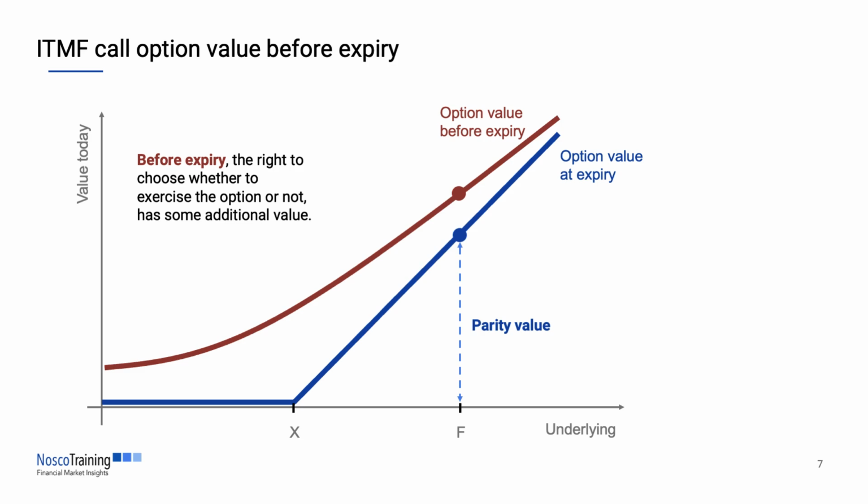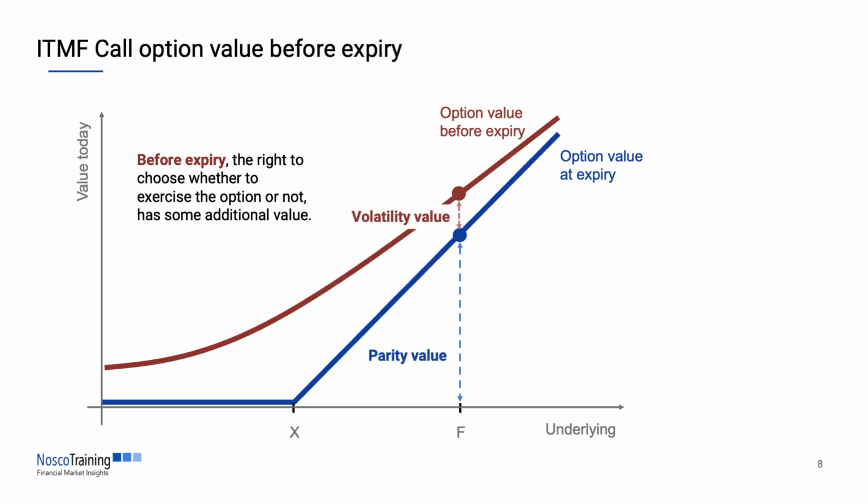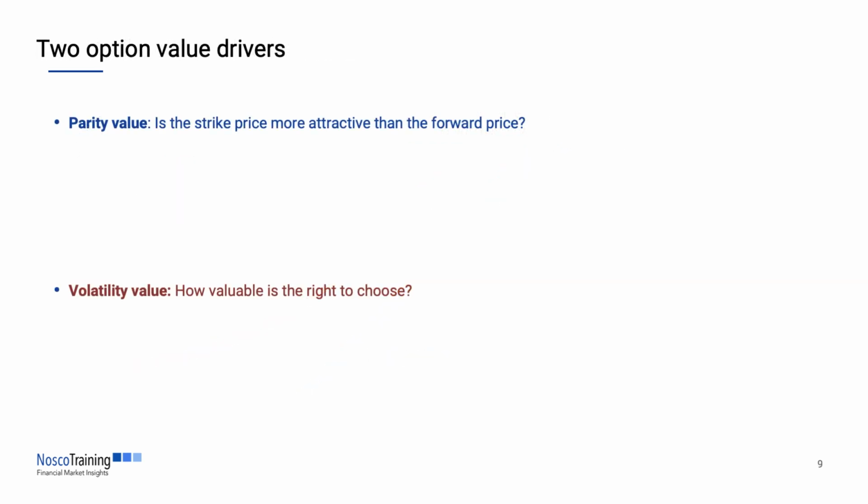Before expiry, this flexibility creates additional value, which we call the volatility value. It represents the value of the option's optionality. An option therefore has two value drivers: parity value, which measures whether the strike price is more attractive than the forward price, and volatility value, which measures the value of having the right to choose.